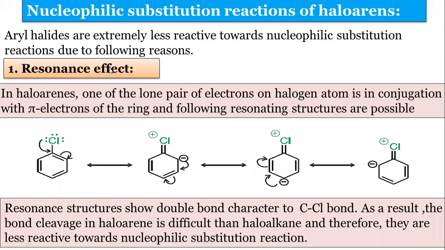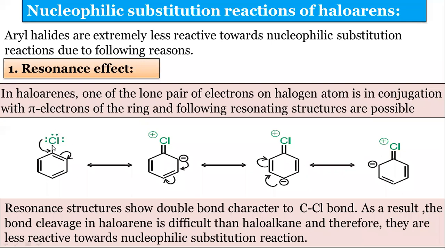First one is the resonance effect. Remember, such type of resonance effect is absent in case of alkyl halides, but in case of aryl halides, the resonance effect is there. See, the bond between this chlorine and this carbon is very strong. This cannot be easily removed. So that's why it is difficult to replace this chlorine.